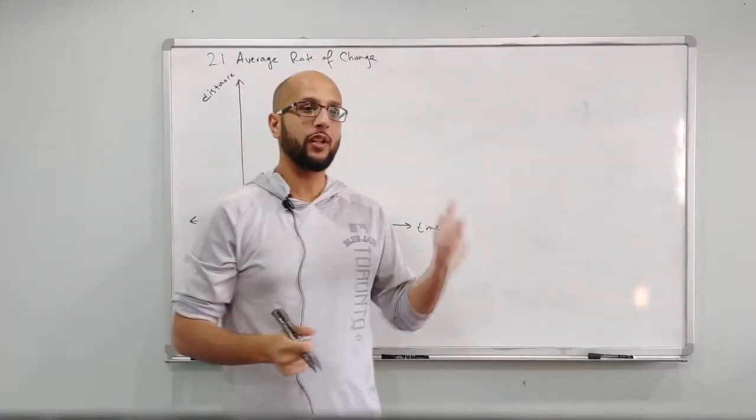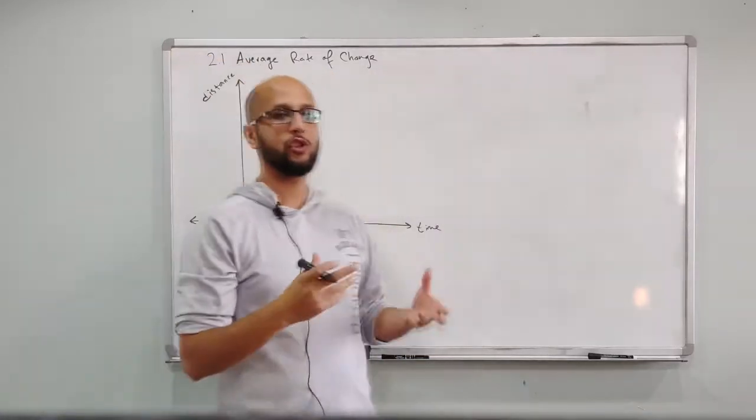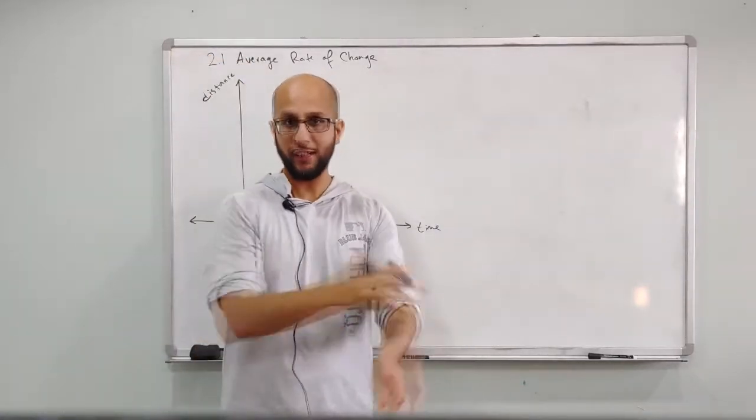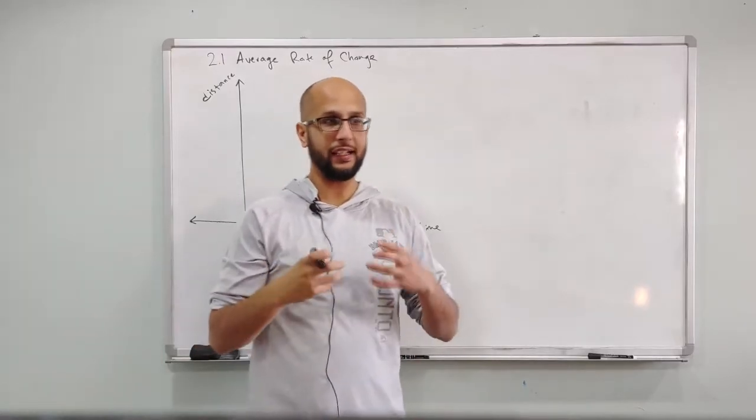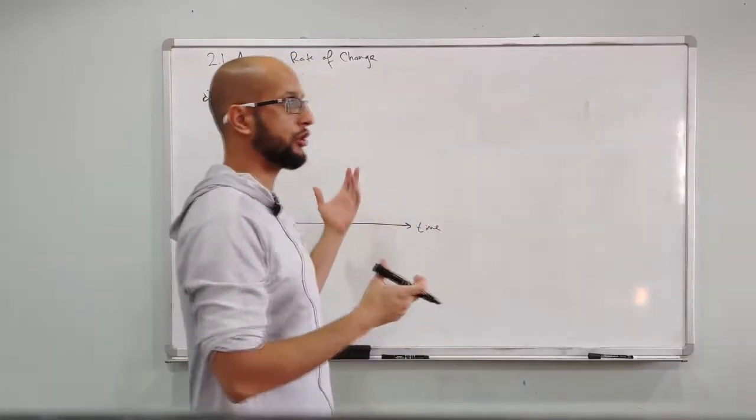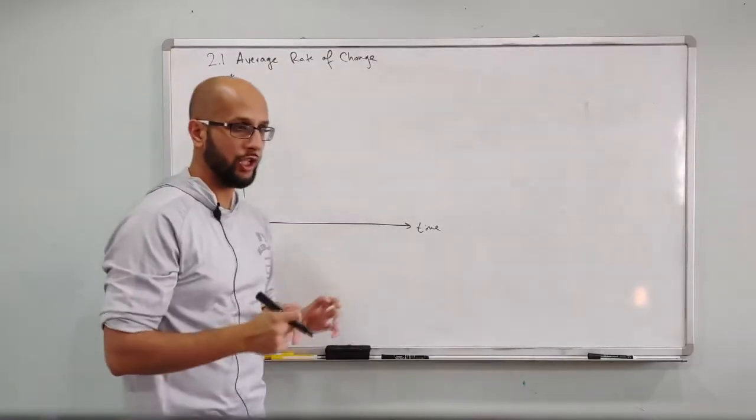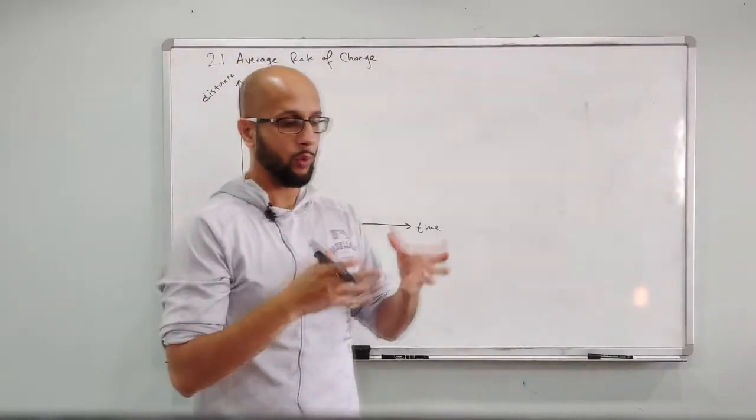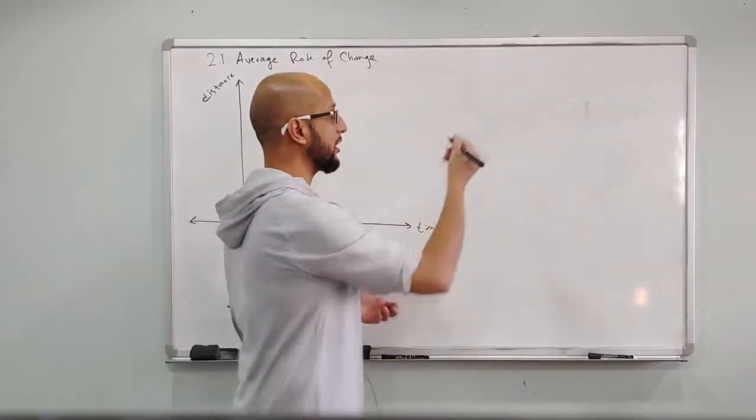Today's lesson is going to be on average rate of change. The average rate of change is a continuation of what we've done before with slope in grade 9. But we're going to apply it as a precursor, an initial introduction to calculus, basically. Rate of change is how one variable is changing with respect to another. Very similar to what we've done in the past.